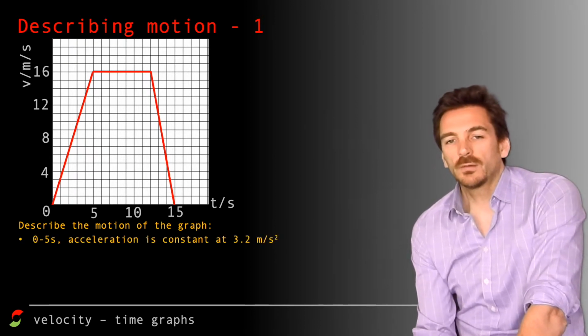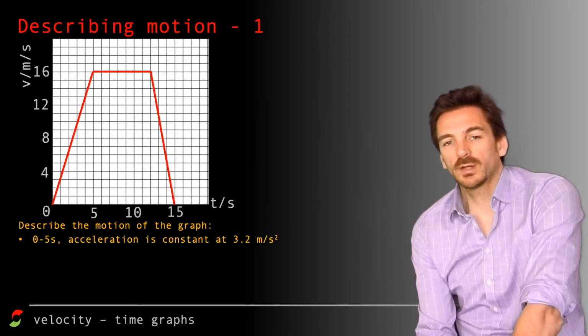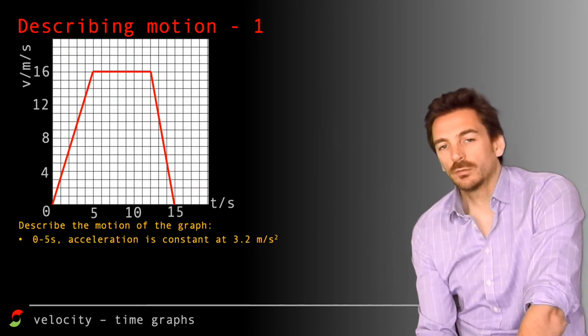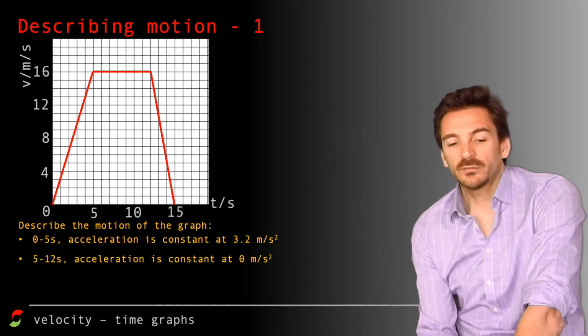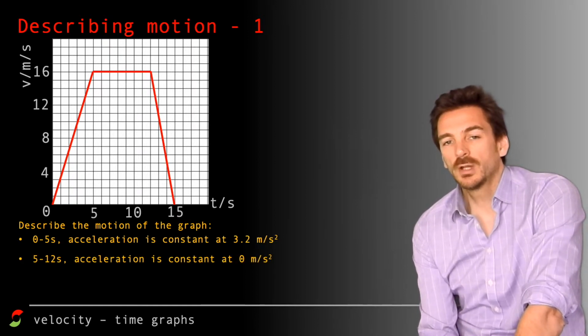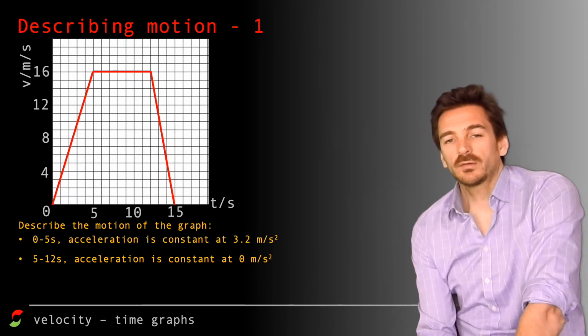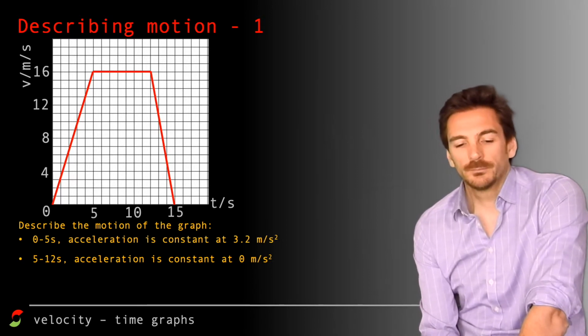Between 0 and 5 seconds, what we can say is that it's a constant gradient, and therefore it's a constant acceleration. And we can even calculate it, and I've calculated it there as 3.2, but do check how to do that yourselves. The second section, between 5 and 12 seconds, has a constant gradient again, but the gradient is 0, so the acceleration is 0, and it's a constant speed of 16 meters per second.